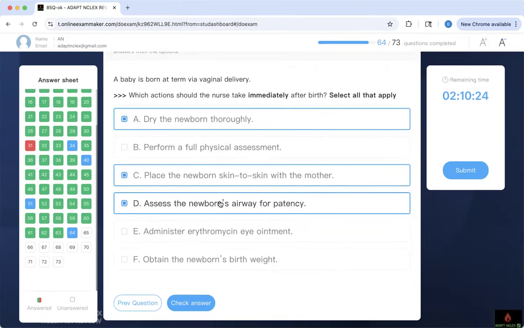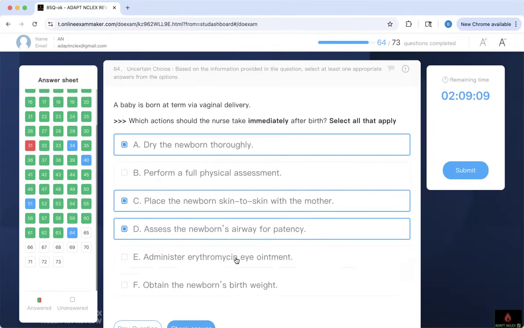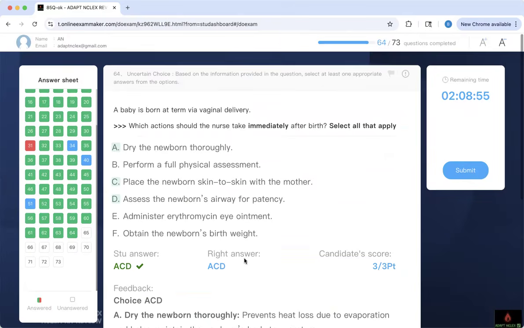Of course, we're going to assess the airway. Erythromycin can wait, even though it's very important, but not at this stage. Immediately, the word to say is immediately. We're going to get the weight later on, but it's not important.